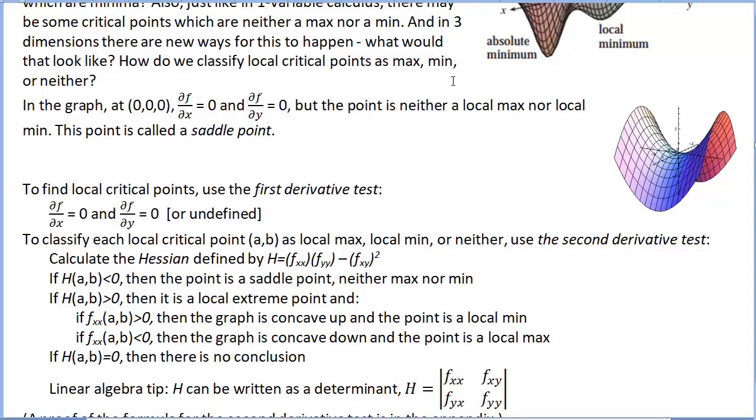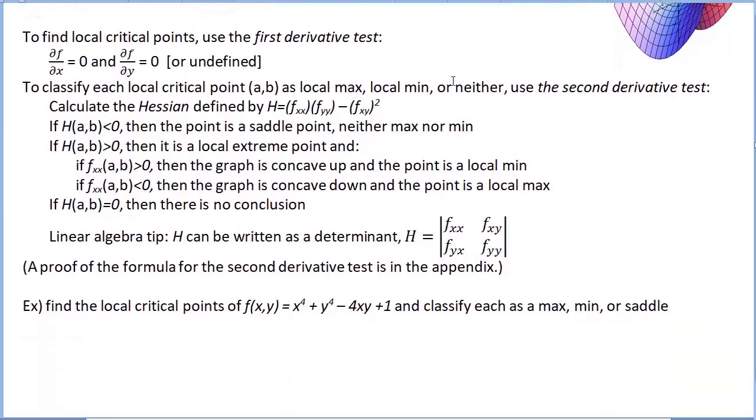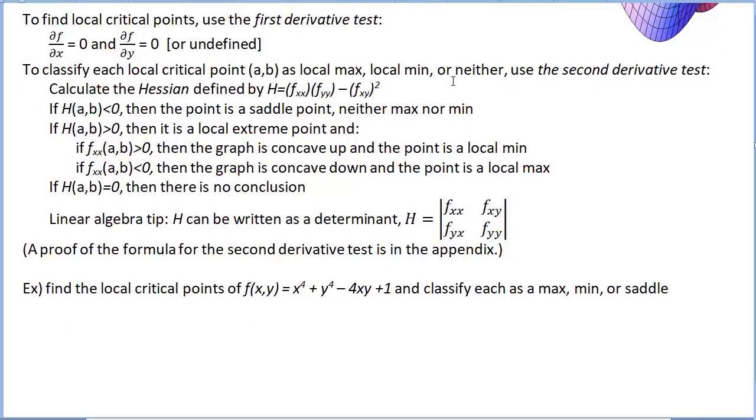Okay, so let's use this on a problem. Let's take a look. So let's find the critical points of this function, f equals x to the fourth plus y to the fourth minus 4xy plus 1. And then we'll classify each one as a max, min, or neither being a saddle. All right, so let's take a look.